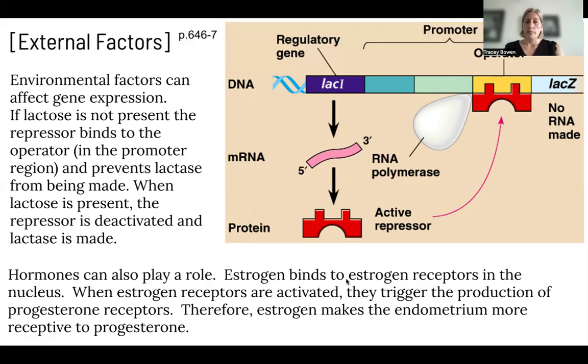Hormones can also play a role. Estrogen binds to estrogen receptors in the nucleus, and when estrogen receptors are activated, they trigger the production of progesterone receptors. Therefore, estrogen makes the endometrium of the female's uterus more receptive to progesterone, which signals for those cells to grow more.